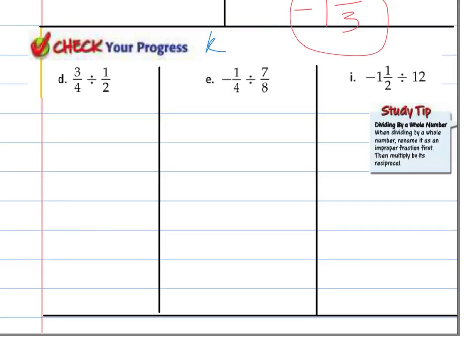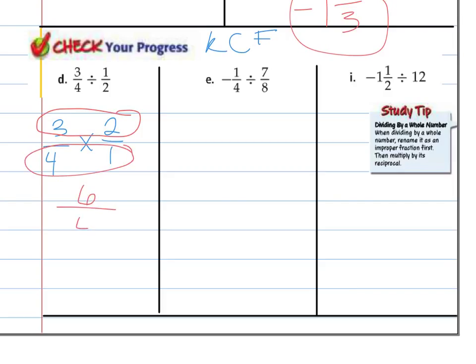So some of you might know keep, change, flip. So I keep 3/4. I change division to multiplication, and I flip 1/2 to its reciprocal, 2 over 1. I can either cross cancel or multiply across. So I do 3 times 2, which is 6, over 4 times 1, which is 4.